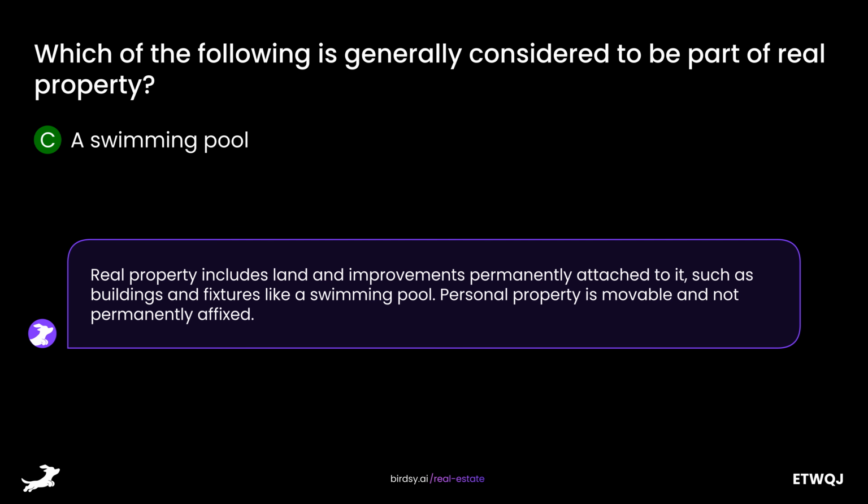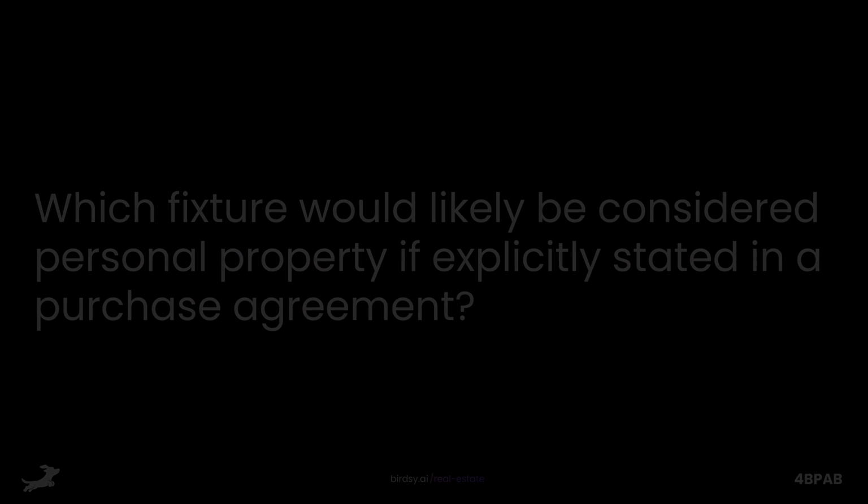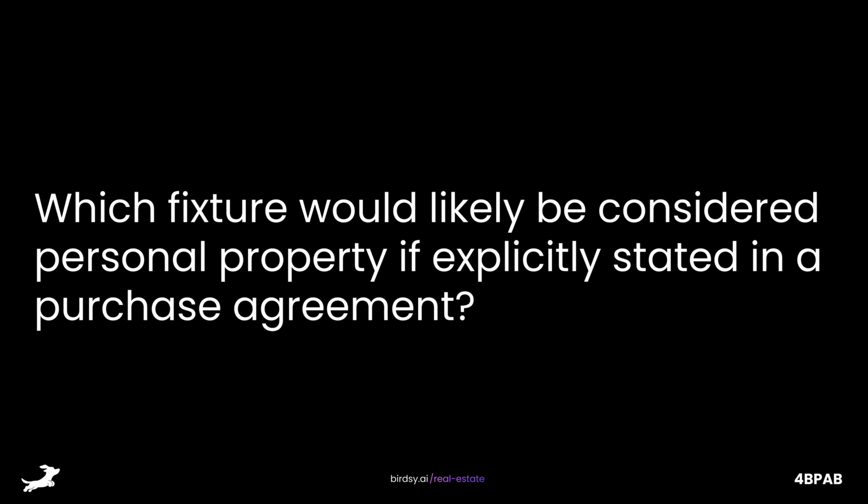Real property includes land and improvements permanently attached to it, such as buildings and fixtures like a swimming pool. Personal property is movable and not permanently affixed. Which fixture would likely be considered personal property if explicitly stated in a purchase agreement?